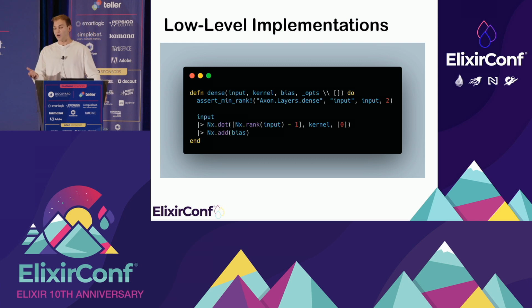And really, everything in Axon boils down to just a defn. So everything you do in Axon is just a defn. It compiles down to a defn. It works like a defn. And this is really, really, really maintainable.